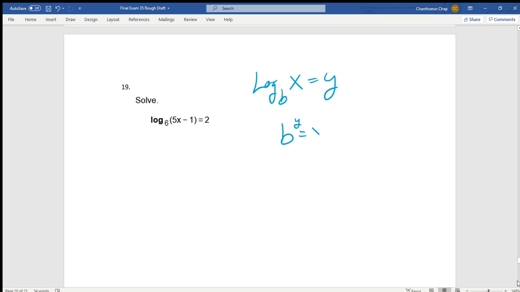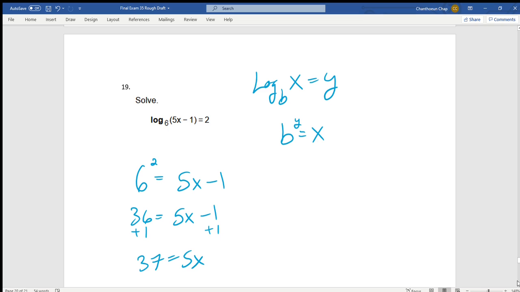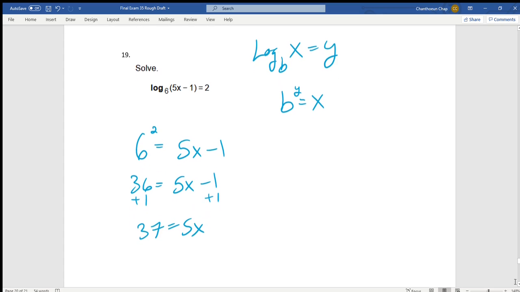For question 9, recall log base b of x equals y is the same as b to the y equals x. So I can rewrite this as 6 raised to 2 equals 5x minus 1. Now 6 squared we know is 36, and that's equal to 5x minus 1. Let's add the 1 to both sides. We have 37 equals 5x. And now I can divide both sides by 5. And our solution is x equals 37 over 5.